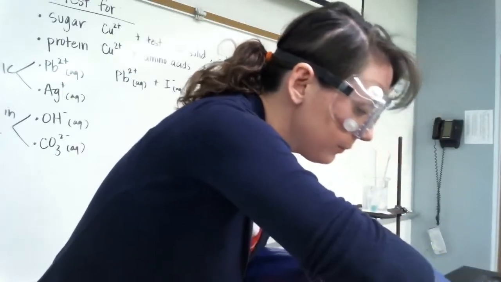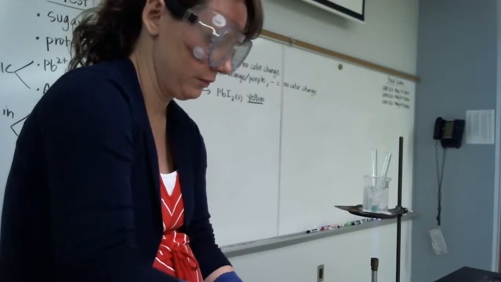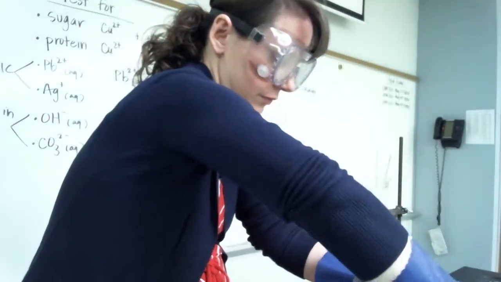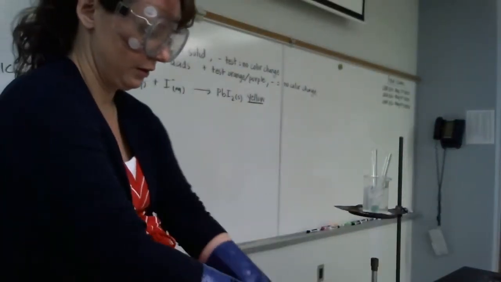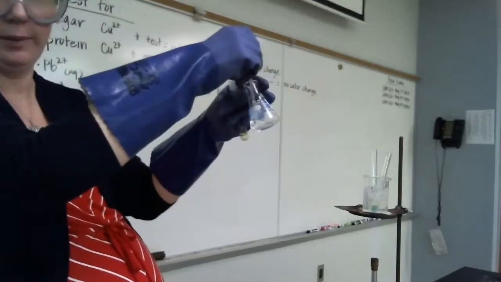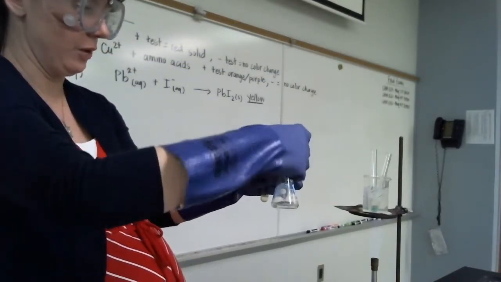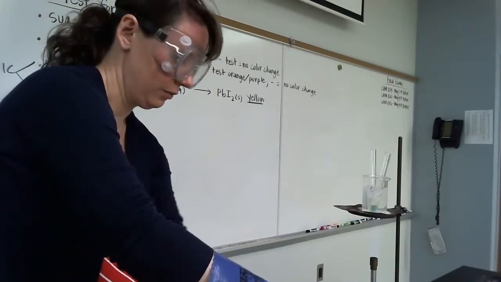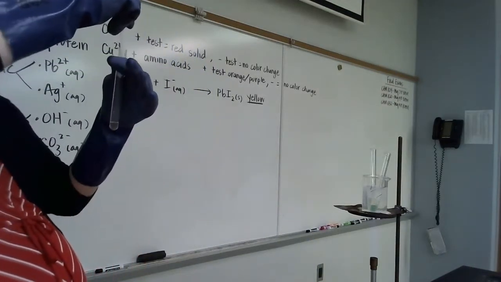Where are you? There we go. So my ion here that I'm adding is colorless, clear colorless. And I'm adding equal volume. And this is 0.1 molar, so that's concentrated enough to precipitate anything out if it's in there.